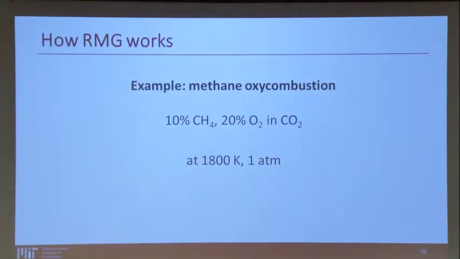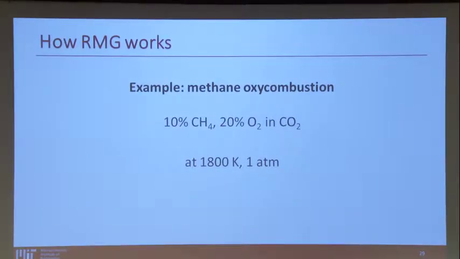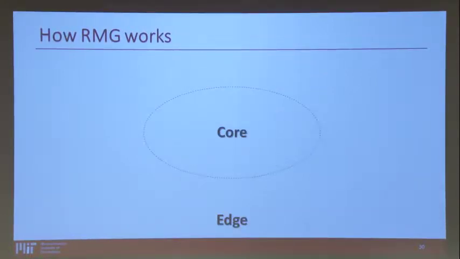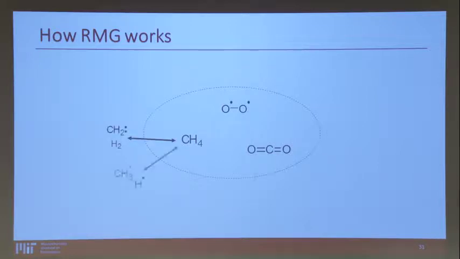Let's just do an example. So this is if you start with a mixture of methane, oxygen, and CO2, at 1800 Kelvin, 1 atmosphere, isothermal, isobaric. We have a core of the reactions that are in the model. We have an edge. We started with methane, oxygen, and CO2. And we find that these are all the primary first-generation products you can make. We assess the rates of them. Methyl turns out to be formed the fastest. So methyl gets into the model.